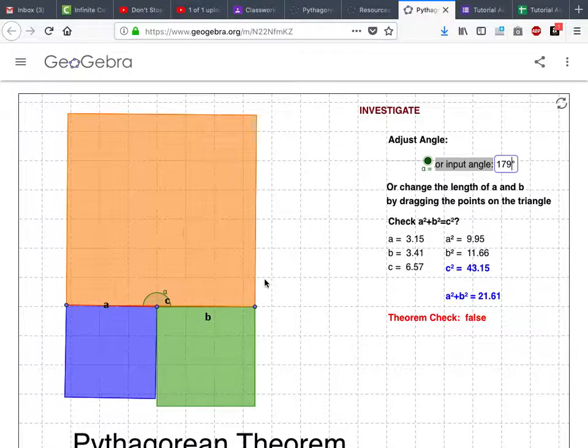Okay, isn't that kind of ridiculous? Probably. One of them can't be 180 because all three angles have to add up to 180.